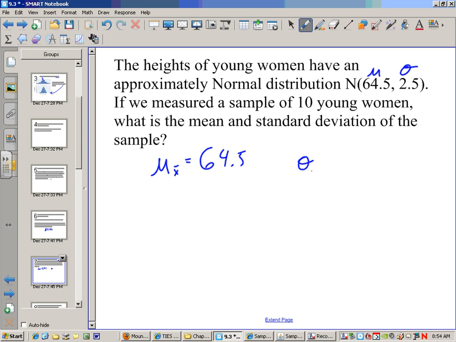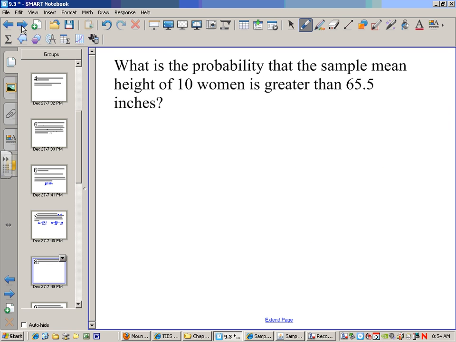Our standard deviation of x bar is our standard deviation for 1, which is 2.5, divided by the square root of n, and in this case that's 10. So 2.5 divided by the square root of 10 will give us 0.79. So we have our mean of x bar and a standard deviation of x bar. Now what is the probability that the sample mean height of 10 women is greater than 65.5? So I'm going to look for the probability that my x bar is going to be greater than 65.5.